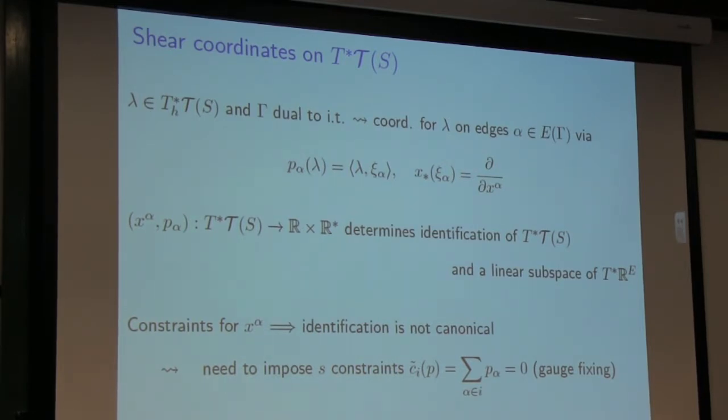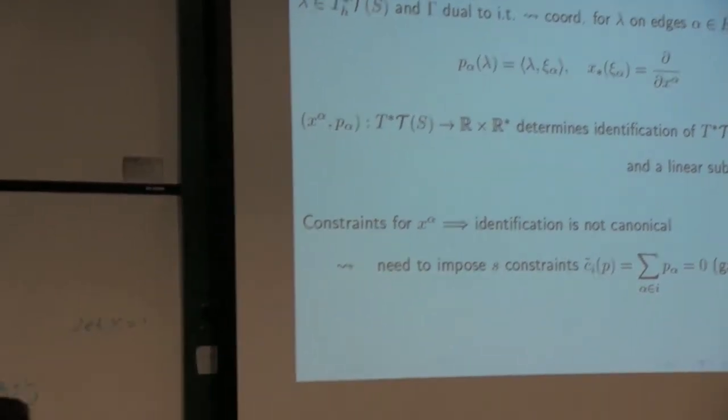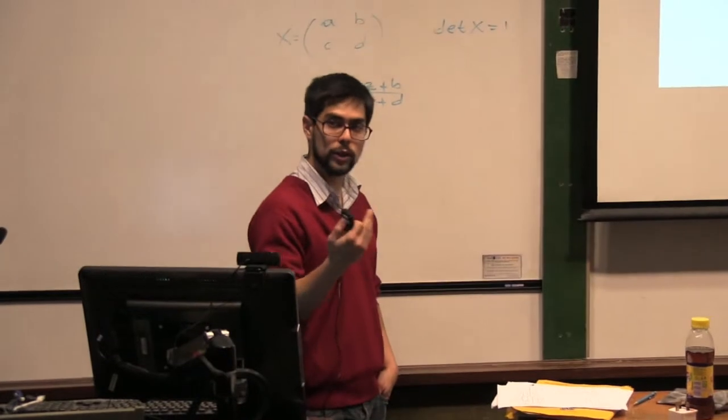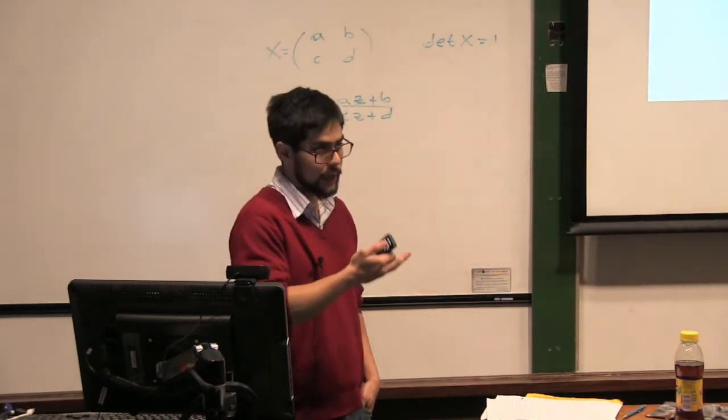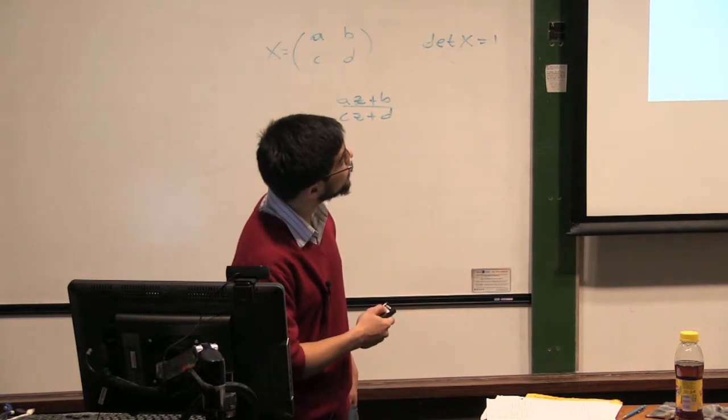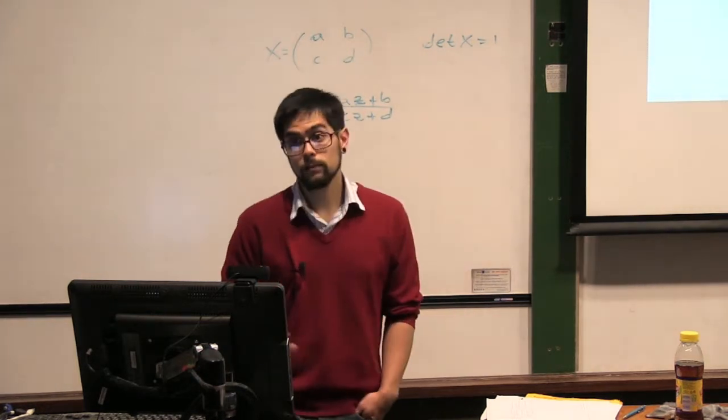Now that we have Teichmüller space embedded as a linear subspace of RE, its cotangent bundle is also a linear subspace of the cotangent bundle over RE, and there is some natural identification there, up to some gauge fixing perhaps. So we just pull back the coordinate one forms in RE to the surface via the embedding map, and we get these coordinates like that.